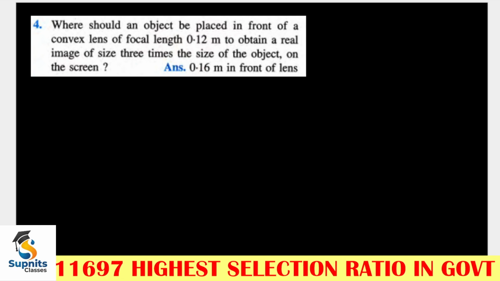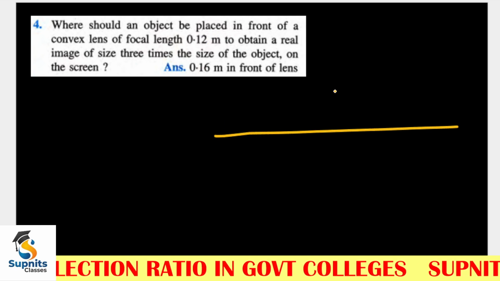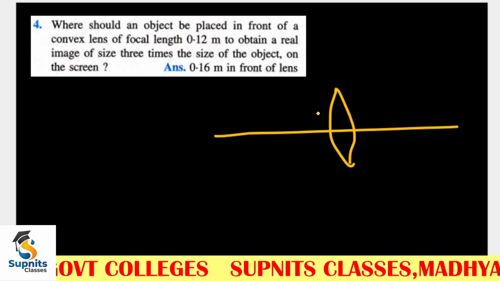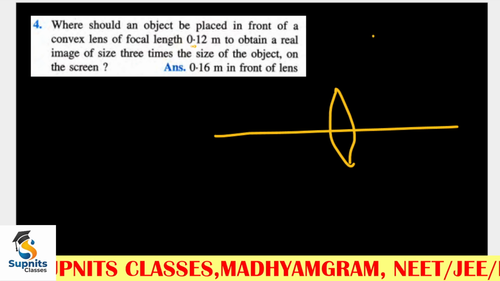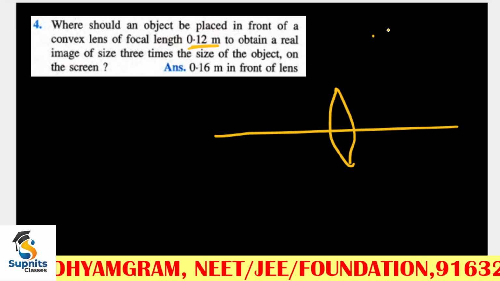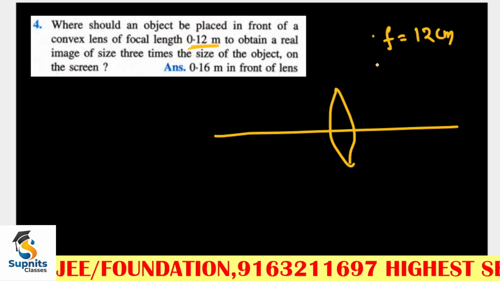So this one. So here it is convex lens. Focal length 0.12 meter. So here we can write. What you will do is you make this into centimeter. It will be easy for you. So focal length, convex lens will be positive 12 centimeter.